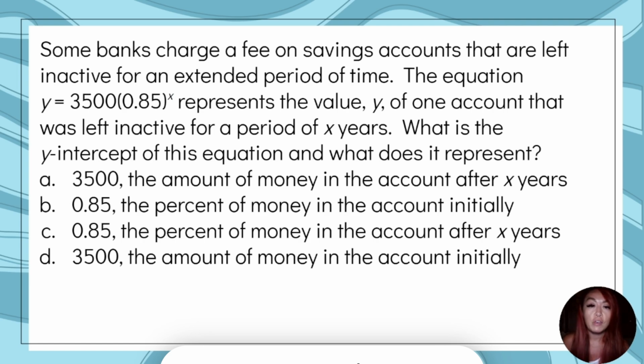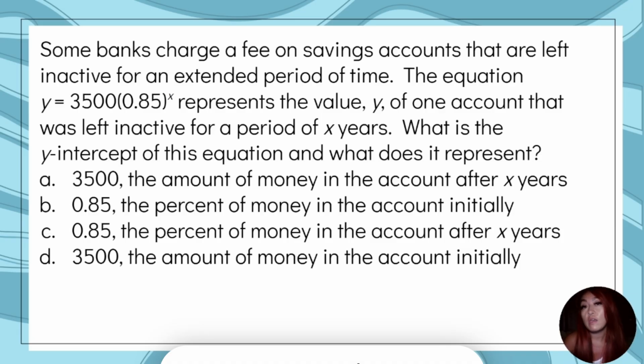Some banks charge a fee on savings accounts that are left inactive for an extended period of time. The equation y equals 3,500 times 0.85 to the power of x represents the value y of one account that was left inactive for a period of x years. What is the y-intercept of this equation and what does it represent? So this question is asking us to identify the y-intercept and interpret it.